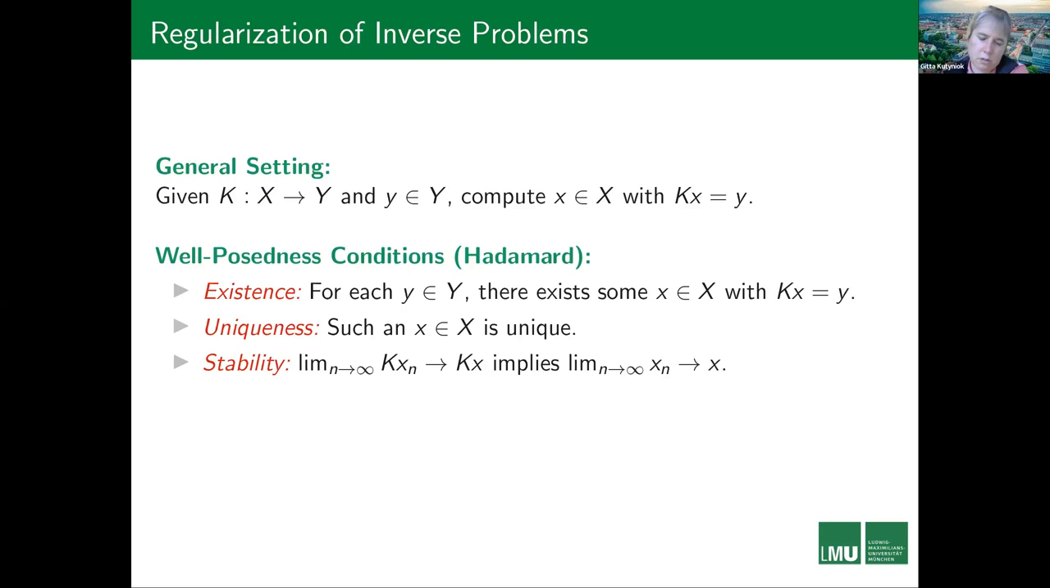And usually you would like such a problem to be nice. And what nice means are these robustness conditions. What you certainly would like ideally is that for each y there exists an x which solves this equation, and ideally also this x is unique. And moreover, you would like to have stability, so that if Kx_n converges to Kx, then also x_n converges to x. Yeah, so this would be nice, but as we all know, life is not that nice. So most of the time the problems are actually not well posed, but what one says is ill posed.